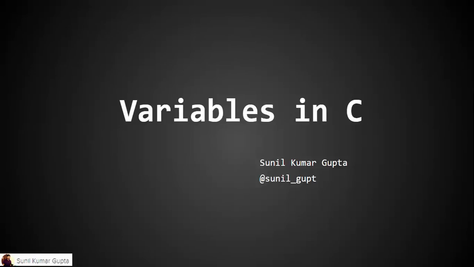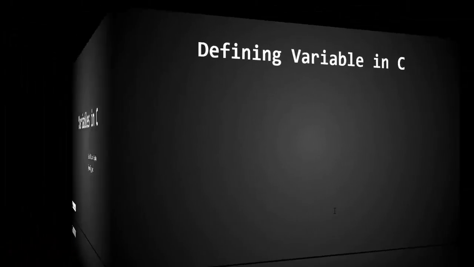So guys, welcome back. We are going to learn variables in C in detail in this lecture. So let's define a variable in C. We are going to learn the definition of a variable in C. So what is a variable? A variable is nothing but just a reference to a memory location.